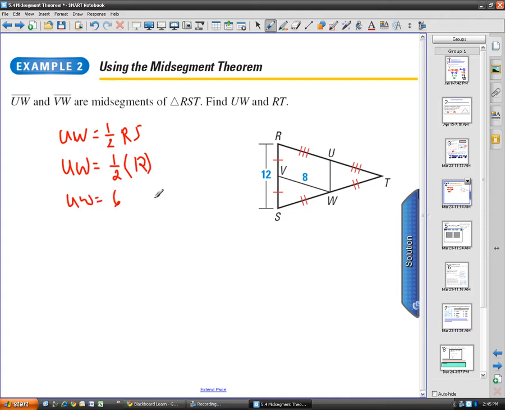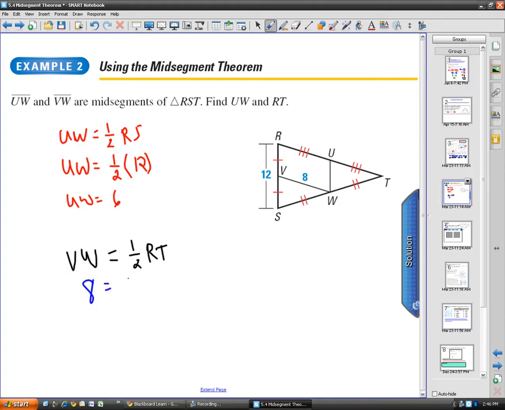If I want to find RT, I know that VW, which is the midsegment because it's parallel to the RT side, needs to be half the size of RT. Well, this time they didn't give me RT, they actually gave me the midsegment. So I'm going to plug in the midsegment of 8 and set that equal to 1/2 RT.